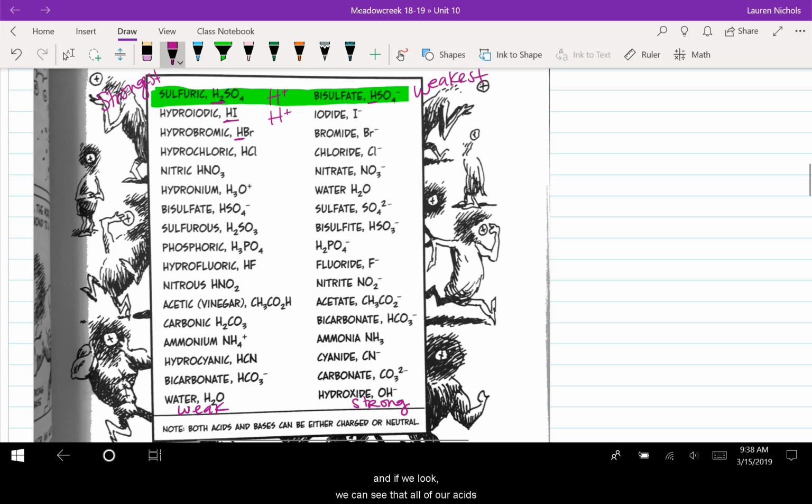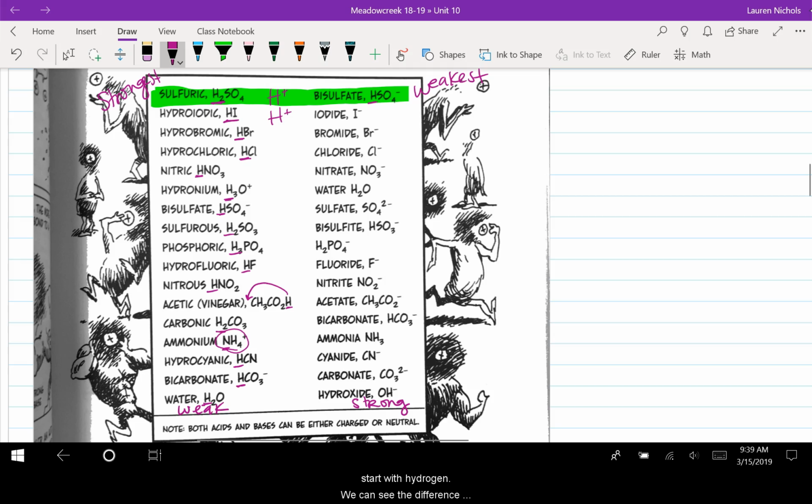And if we look, we can see that all of our acids start with hydrogen, with the exception of vinegar, but sometimes the hydrogen is written at the front just to make it match. In this list, it's not. Carbonic, ammonium, again, is an example where the hydrogen is at the end. And then this hydrogen, hydrogen, and water. Okay, so we can see all the acids start with hydrogen.